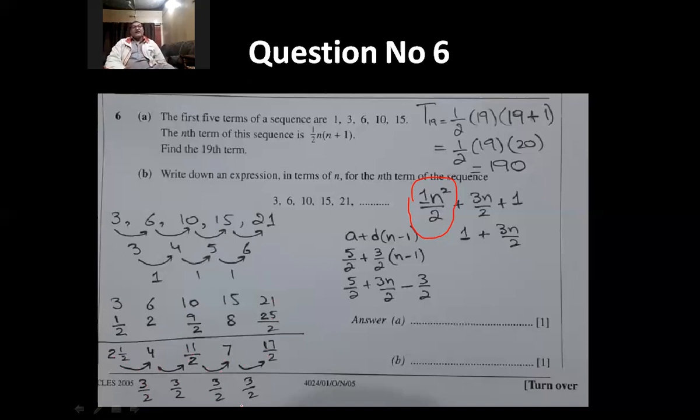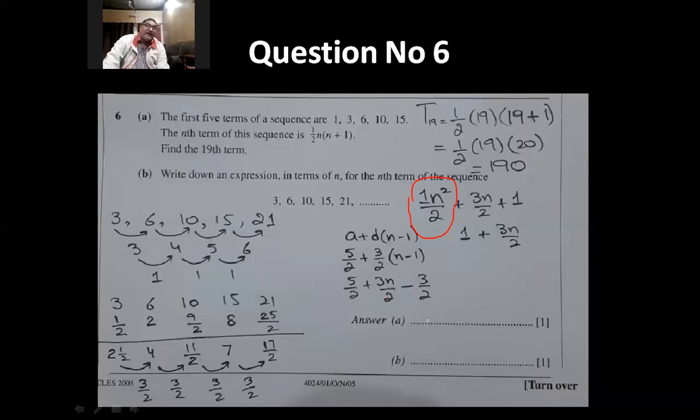So I can find the nth term of this sequence now, because a certain number is being added here. The formula we use to find the nth term is a plus b bracket n minus 1. The first term is 5 by 2, and the difference is 3 by 2, so 5 by 2 plus 3 by 2 into n minus 1. So you will have 5 by 2 plus 3n by 2 minus 3 by 2. This is how you do this.